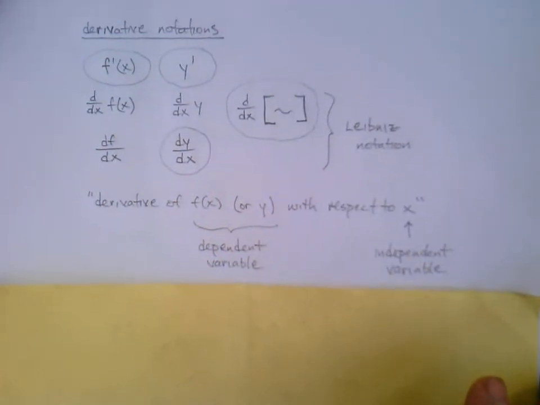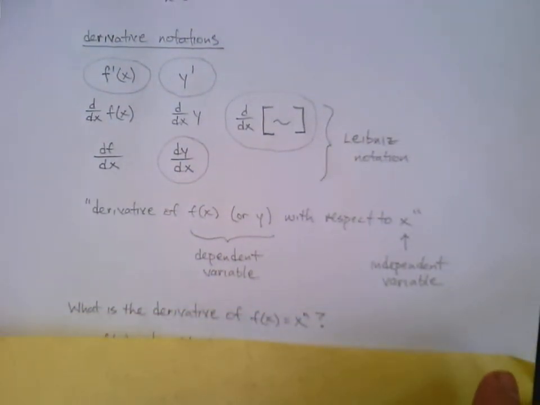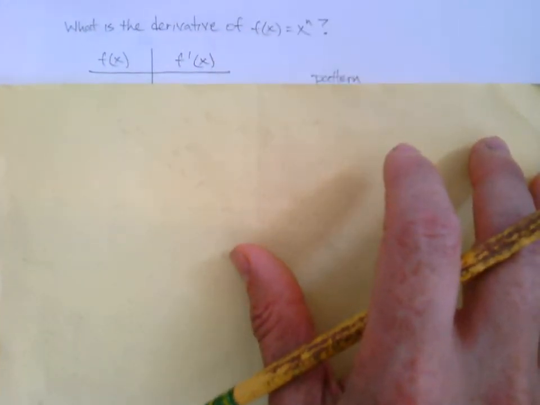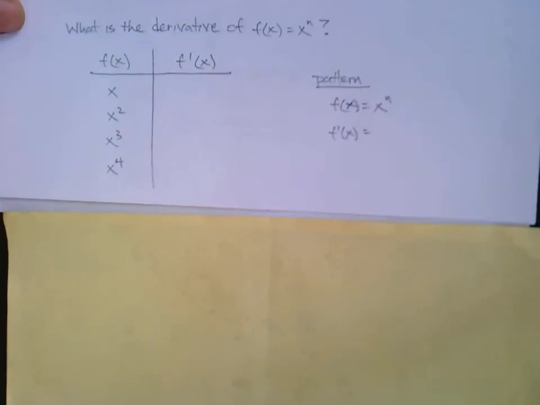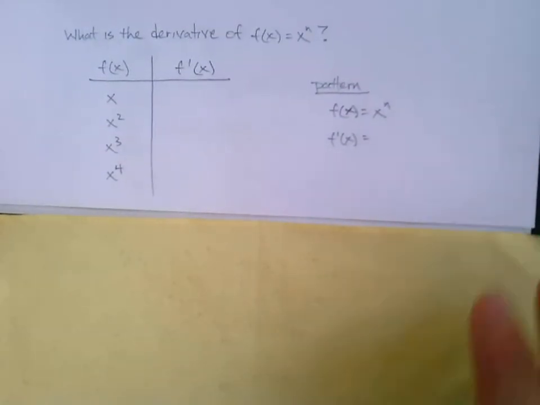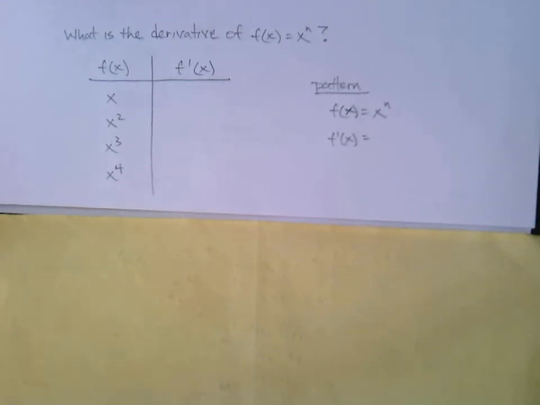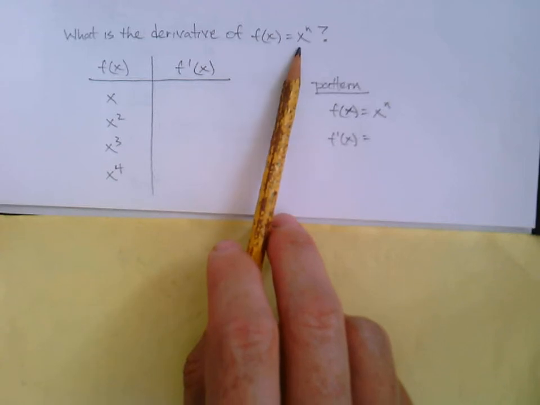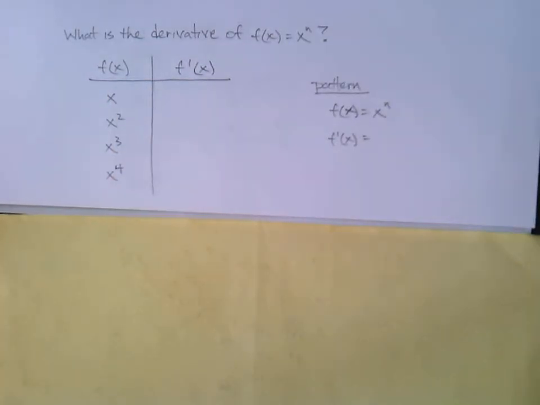Okay, moving on. We would like to know derivative shortcuts for polynomials. So here's what we're going to do. We're going to try to get a formula for the derivative of f of x equals x to the n. So my question, what is the derivative of f of x equals x raised to any power n? And we're going to hopefully discover this formula together.